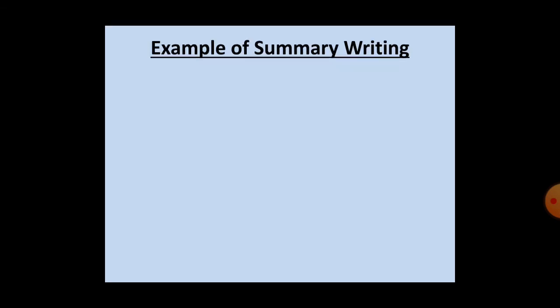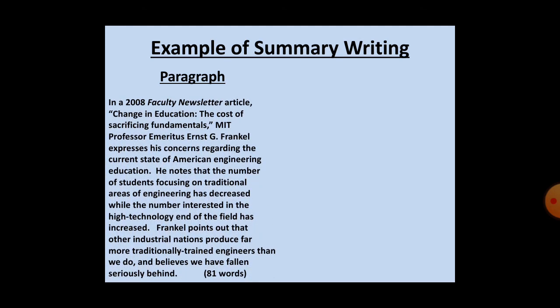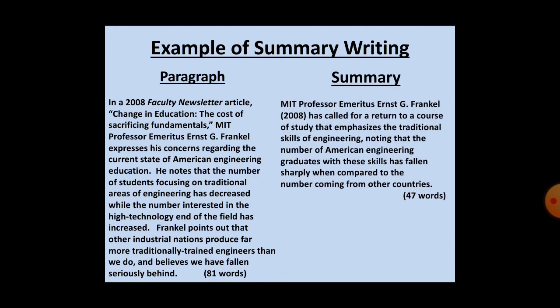So here comes our example of a summary writing paragraph. This paragraph contains 81 words, and when we write its summary, you see here 47 words. It means that the writer has made the summary concise and has given just about half of the words of the original text. The summary writer has taken the main ideas, avoided explanation, and just shortened it to 47 words.